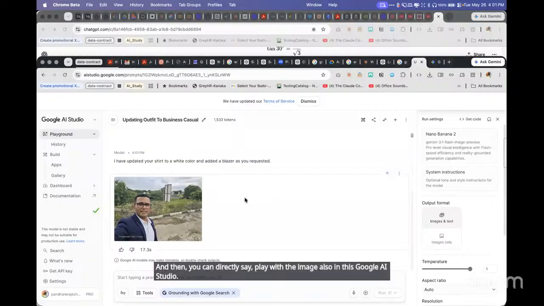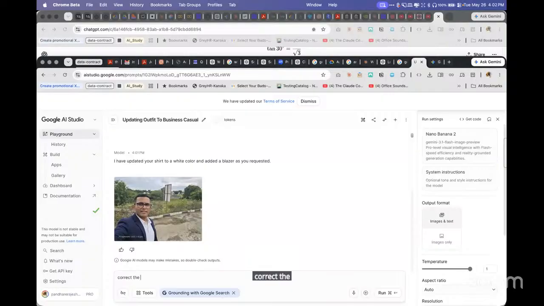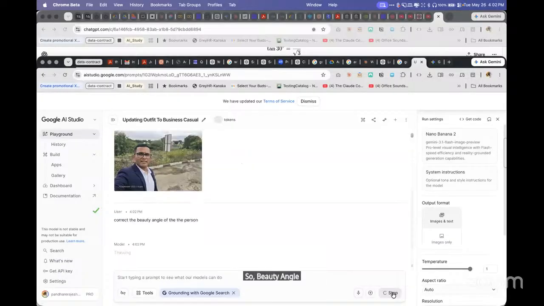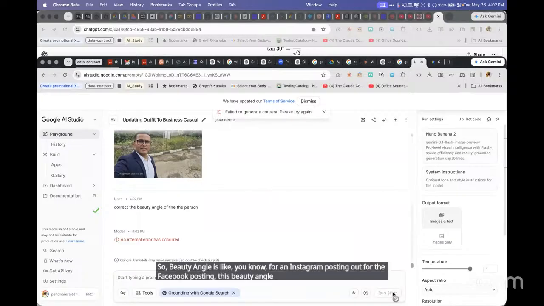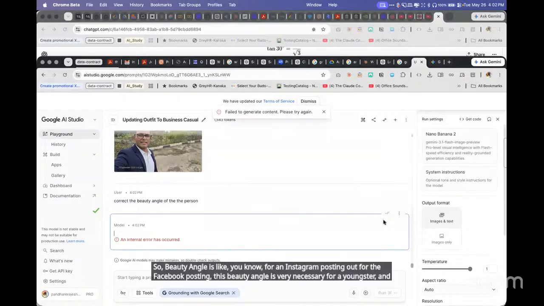The best prompt youngsters are using right now is for Instagram, when they need to post some image. What they will give as the prompt is: correct the beauty angle of the image or of the person. So beauty angle is very necessary for a youngster for an Insta posting or a Facebook posting.